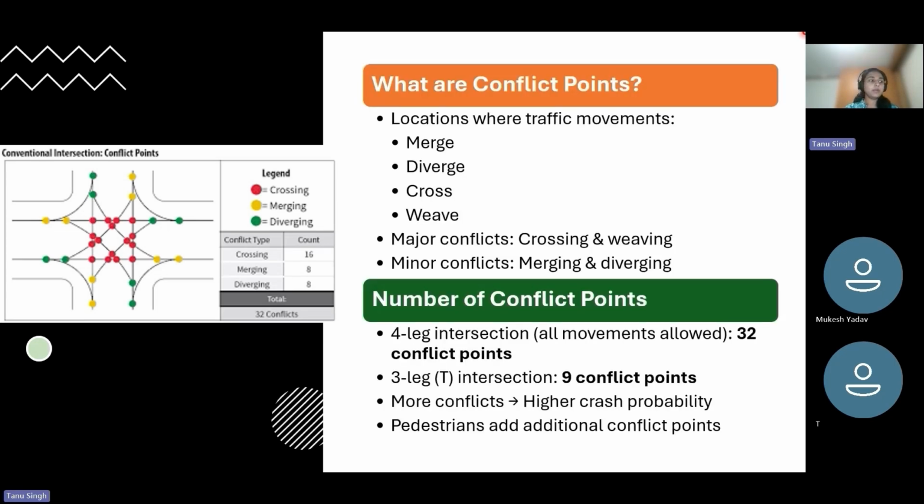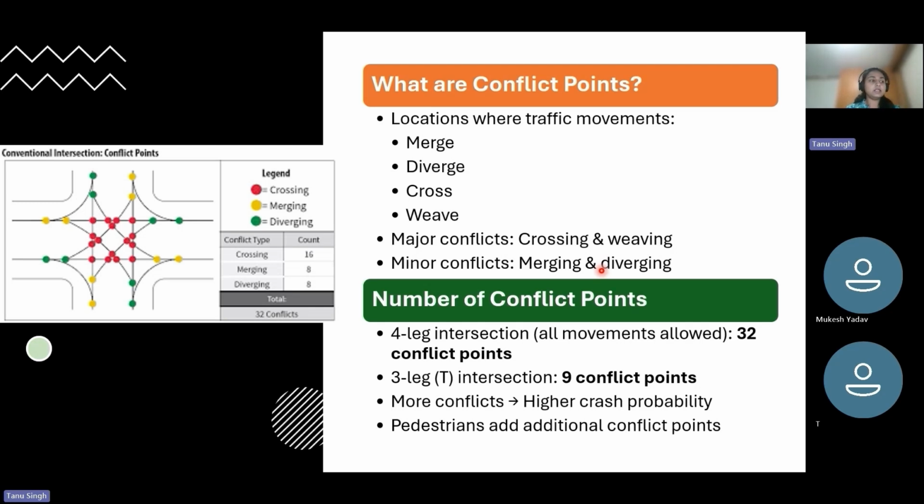So now coming to the conflict points at intersections. Conflict points are locations where traffic movements intersect in some way, for example, they may merge, they may diverge, they may cross or they may weave. We classify conflicts in two categories: major conflicts and minor conflicts. The major conflicts mainly include crossing and weaving. These are more dangerous, whereas minor conflicts include merging and diverging. These are comparatively less severe.